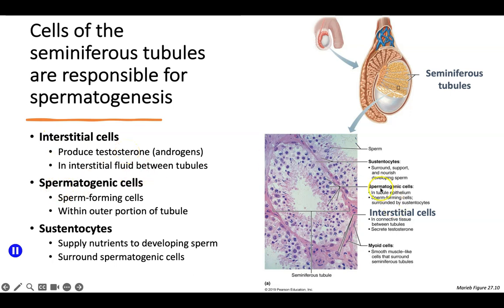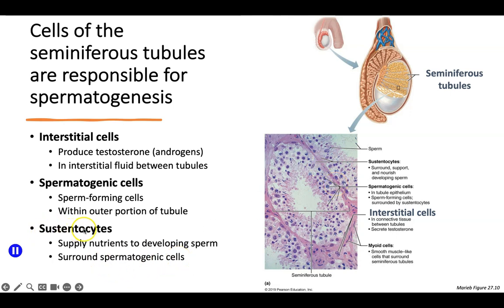Spermatogenic cells are found within the tubule, so here we show several examples in this illustration. These are the sperm-forming cells, and they're in the outer portion of the tubule. And then finally we have sustentocytes, and they're supplying nutrients to the developing sperm. And you're going to find those on the very outer edge of each seminiferous tubule. So they surround the spermatogenic cells.